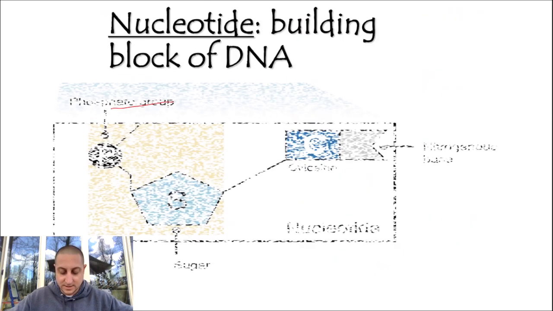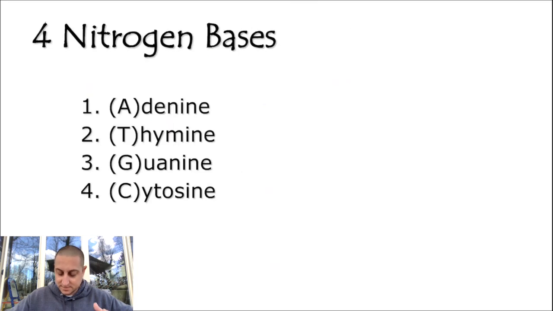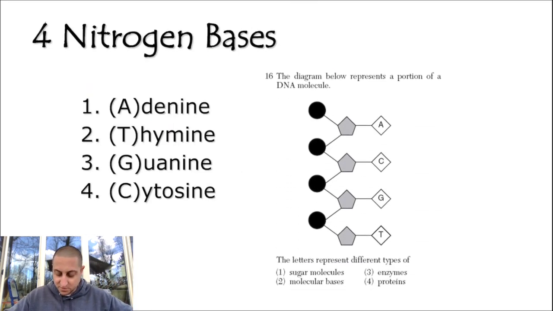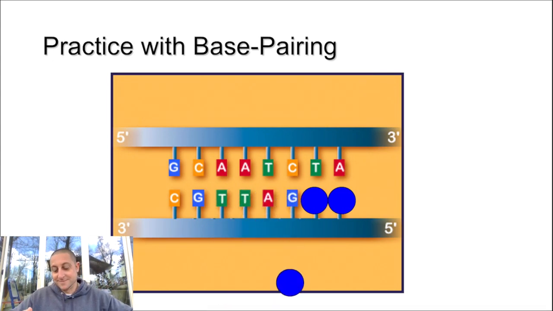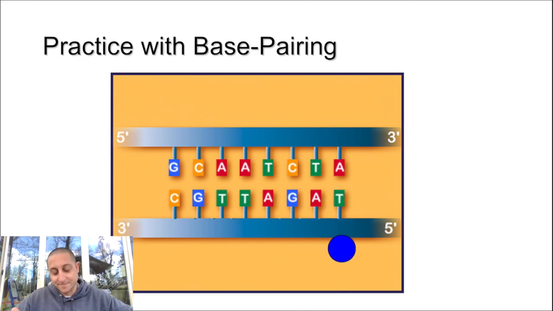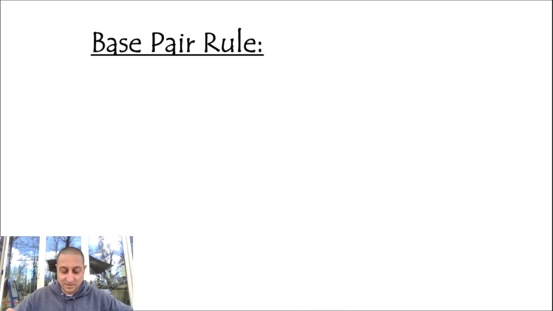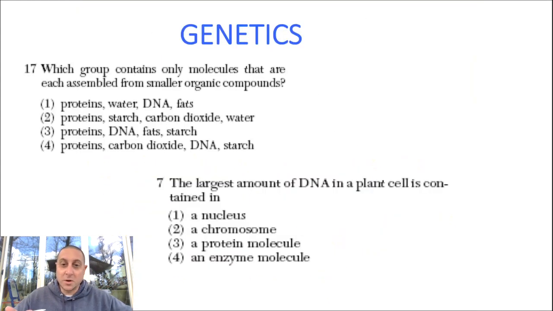I think that's all I got for you today. Here's a good question. The letters represent different types of what? The letters are the bases. Your answer is going to be choice 2, molecular bases. If we were to pair these up, G pairs with C, C pairs with G. A pairs with T. T pairs with A. Great job. And we did all that. So we're good.